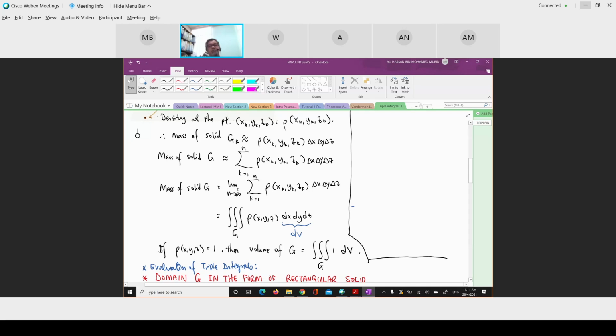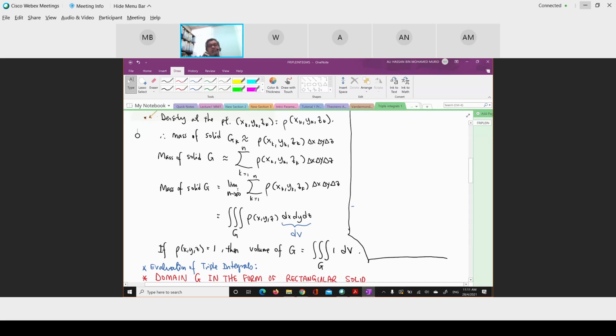Now, how do we evaluate triple integrals? The question next is how to evaluate triple integrals over a solid G. First we look at the case where G is a rectangular solid. This is one example shown here.